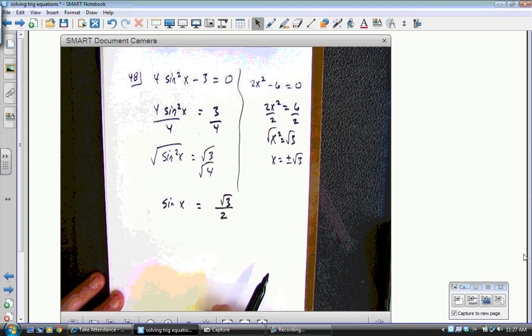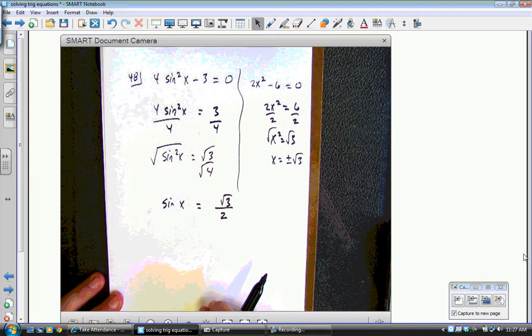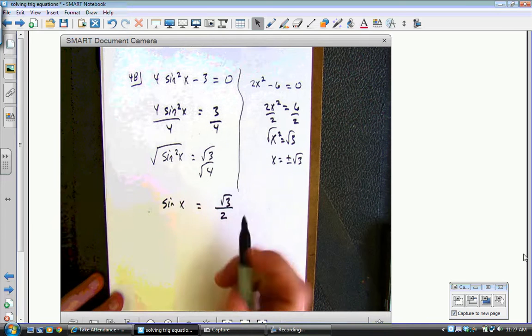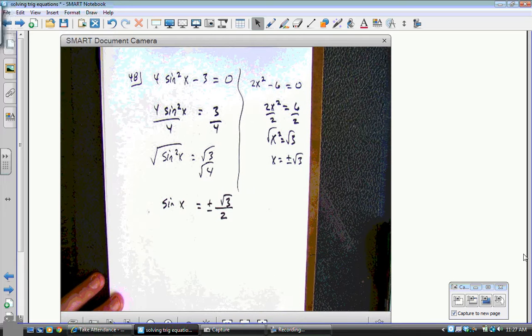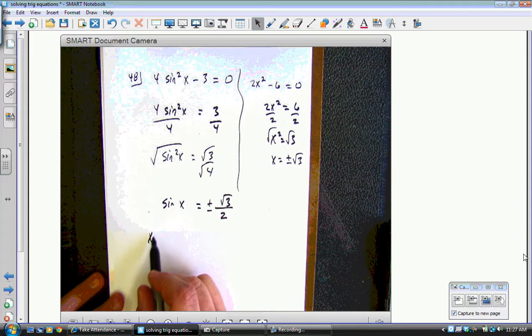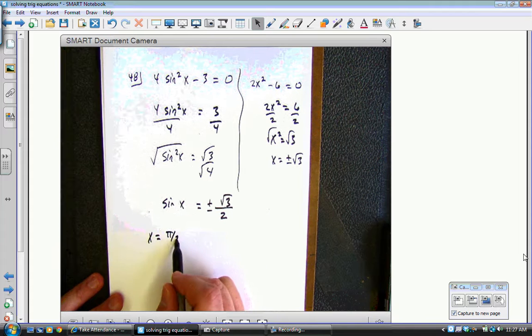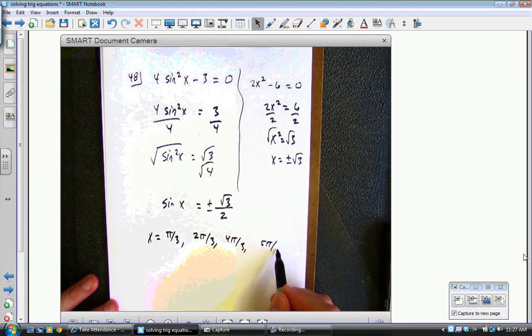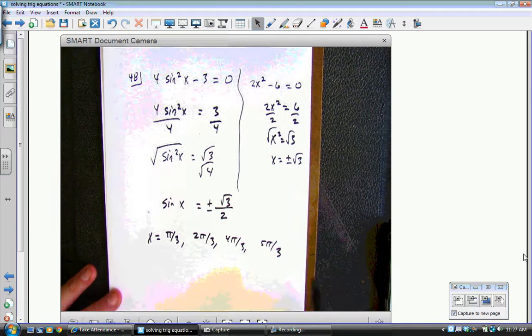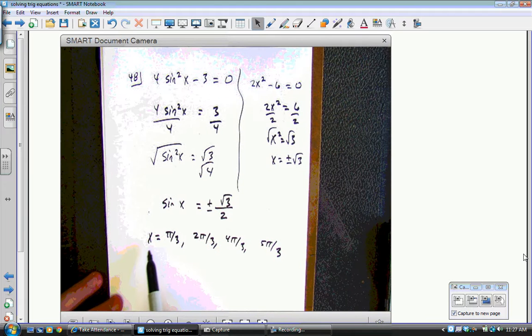Okay, now, this is where I'm afraid you'll mess it up. Plus or minus square root of 3 over 2. Okay. So now, where is sine square root of 3 over 2 or negative square root of 3 over 2? So lots of spots there. Yeah. Pi over 3, 2 pi over 3, 4 pi over 3, 5 pi over 3. All right. So all of those.